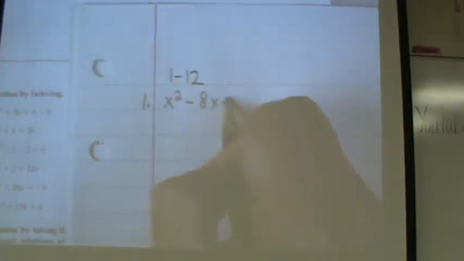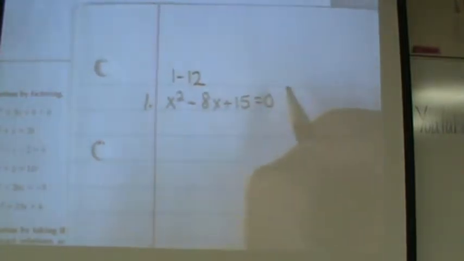And here is 2.2 Pre-Calculus Homework, page 95, problems 1 through 73, every other odd. In questions 1 through 12, you are asked to solve each of these by factoring. So question 1, x squared minus 8x plus 15 equals 0.